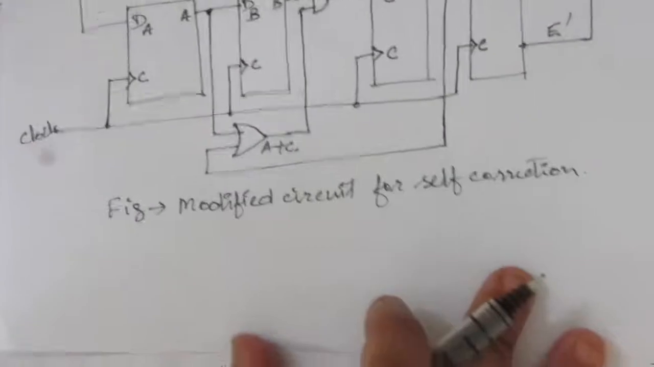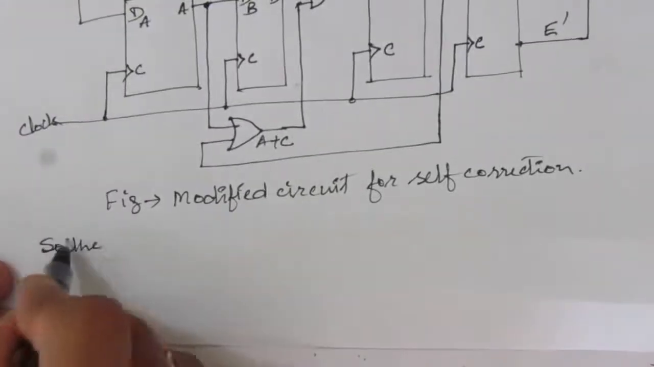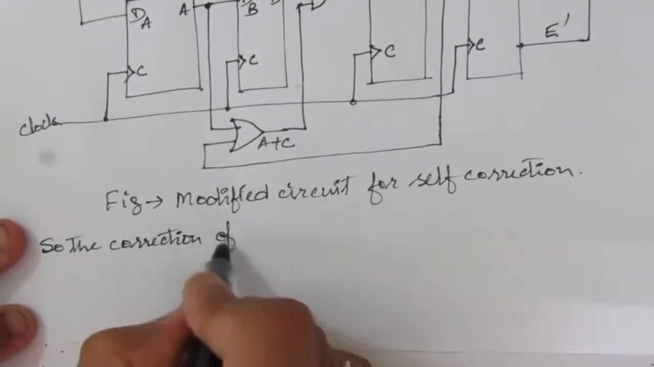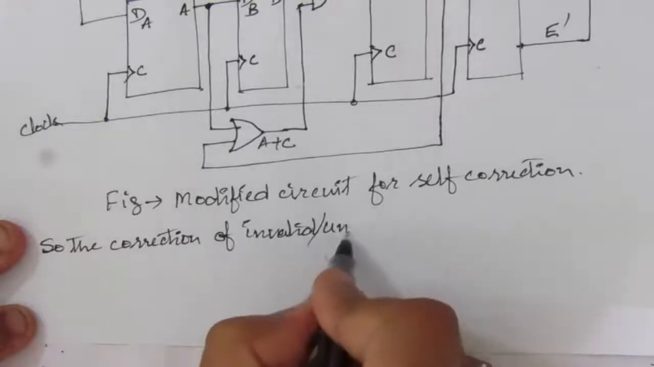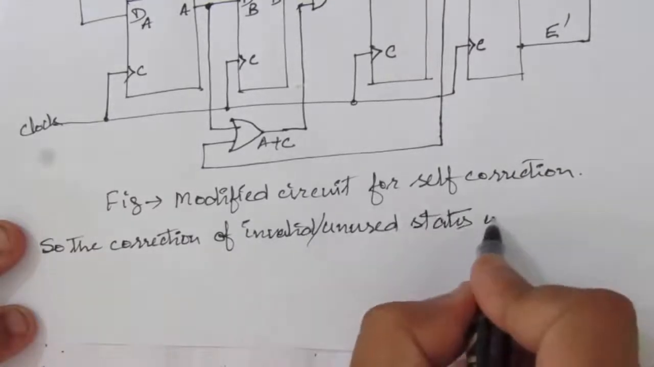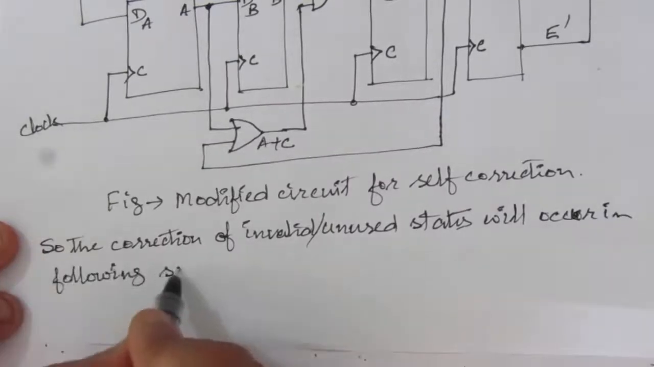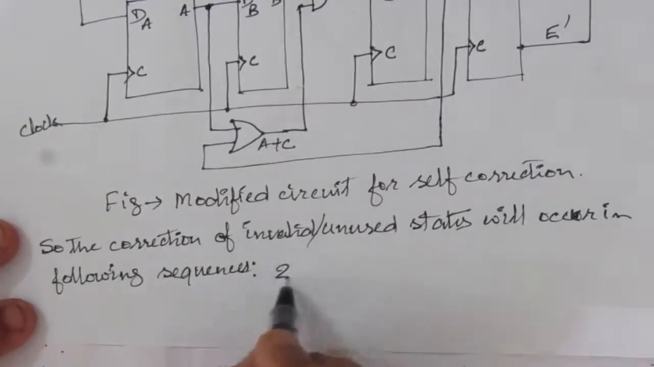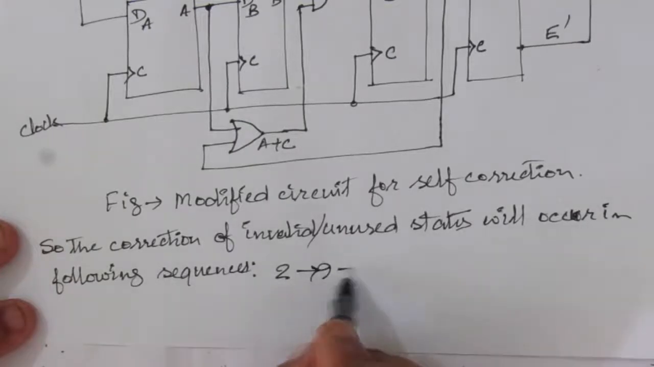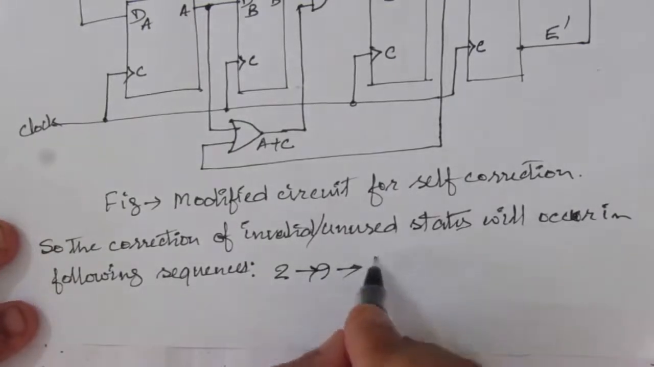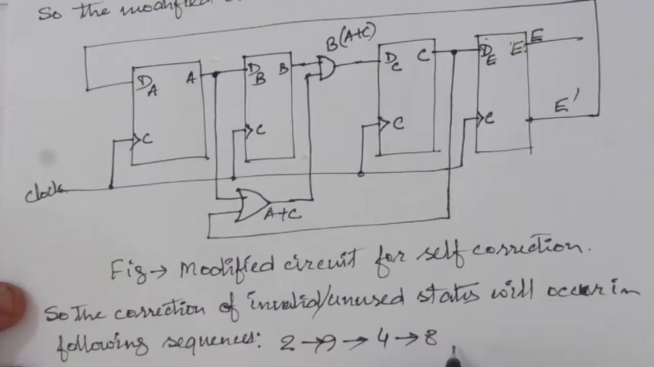So we can write here, the correction of invalid or unused states will occur in the following sequence. That means whenever we have 2, it will go first to 9, then it will go to 4, and then it will go to 8. Okay, because whenever we have 2 at the output, it will go first to 9, then from 9 it will go to 4, and from 4 it will go to 8. That means now it is corrected to 8.